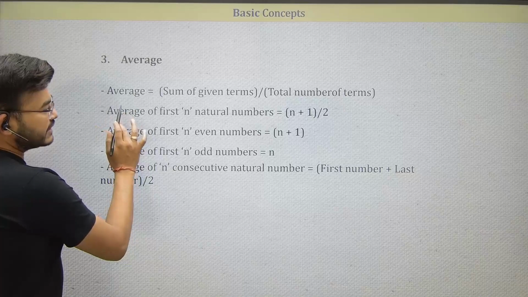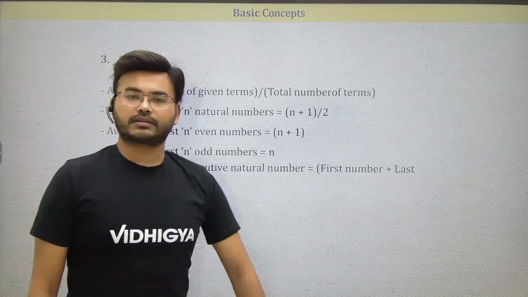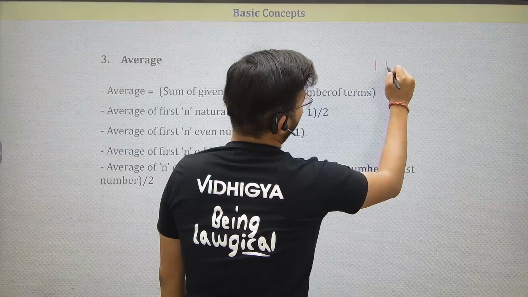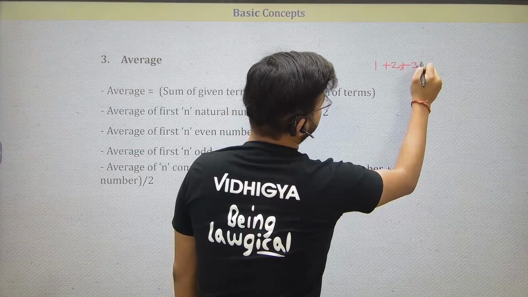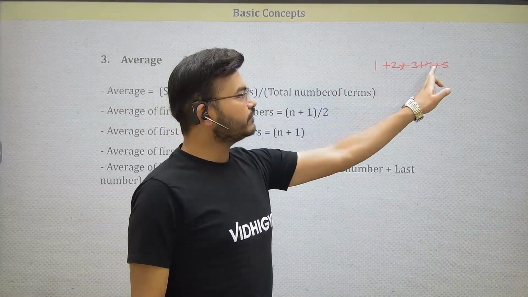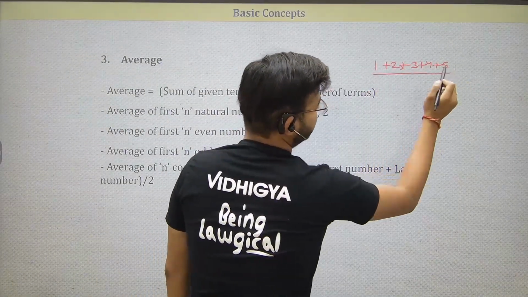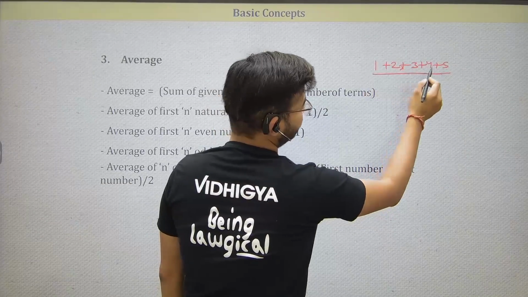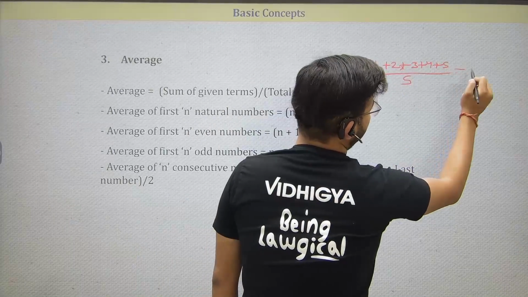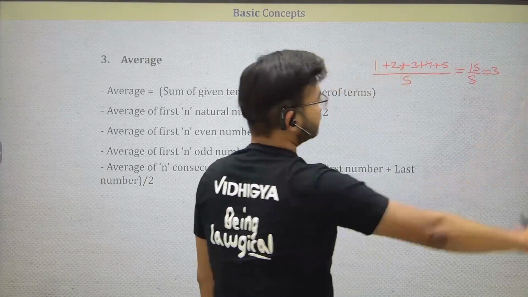So average is nothing but the sum of the given terms divided by the total number of terms. Okay. So let's say you want to find the average of 1, 2, 3, 4, and 5. Simply add all of them and then divide by the number of terms. The number of terms is 5, so we'll divide by 5. Add all of them, you will get 15 upon 5. So the average will be 3.